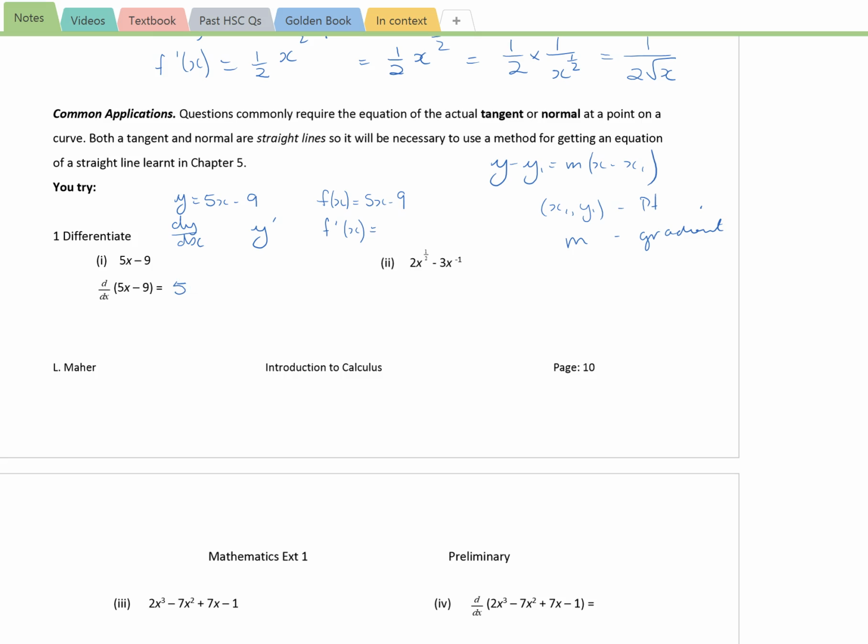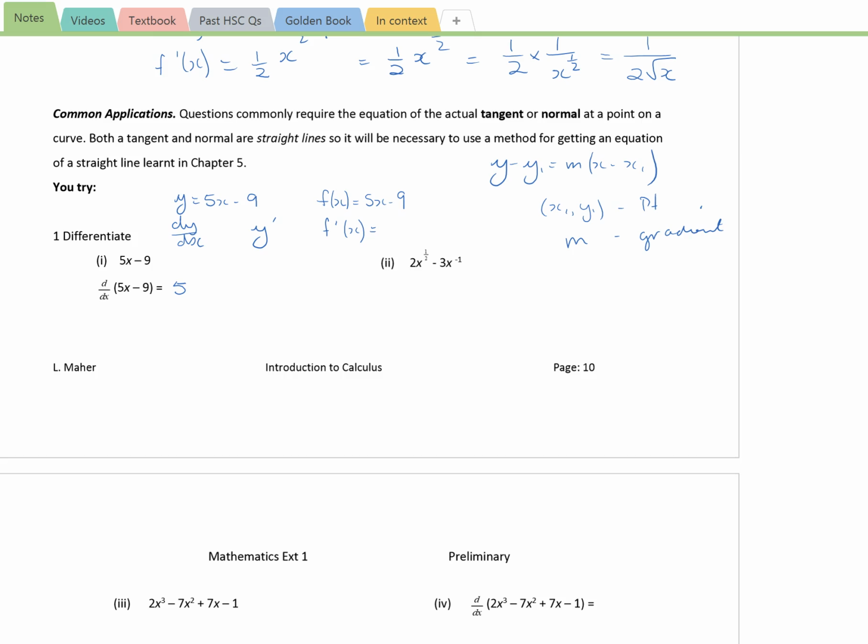Likewise, with this next one, 2x to the half minus 3x to the minus 1. Now, we've got two little functions together, forming a function. We will differentiate each part of this by bringing the power to the front. There's no complication. There's a power. We can bring it to the front and multiply and subtract 1 from the power.